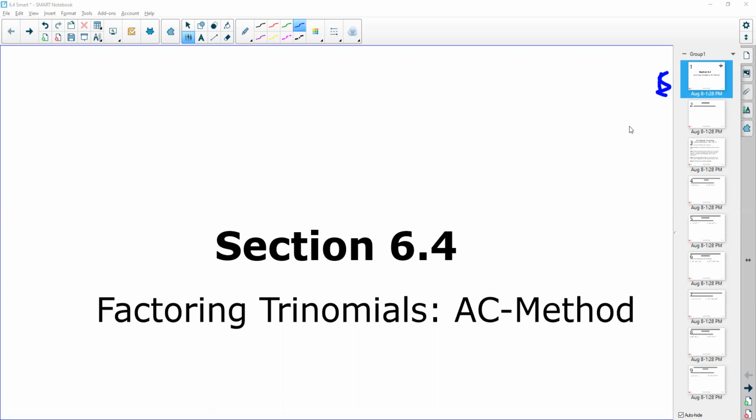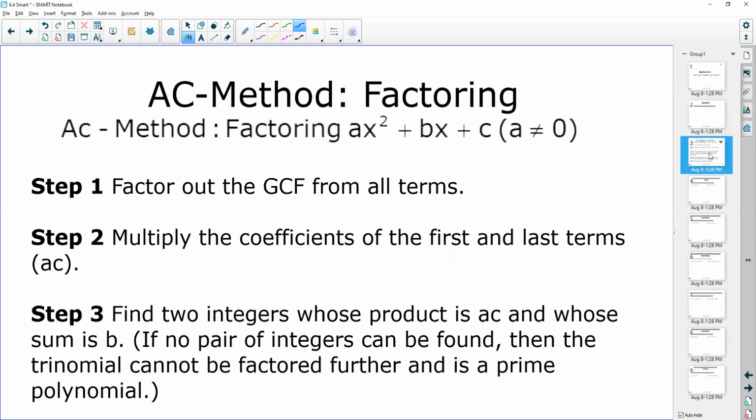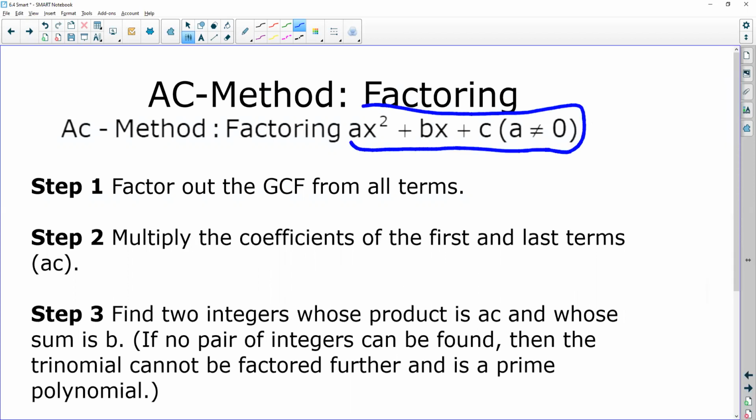The method we used in the last section in 6.2, note that we don't do 6.3, only works when there is no leading coefficient, when there's nothing in front of x squared. This method, the AC test, will work every single time, okay? No matter if there's a number or not. So we're going to factor ax squared plus bx plus c when a is not 0, and generally this will work if it's a 1 or a 10 or 1,000 or whatever.